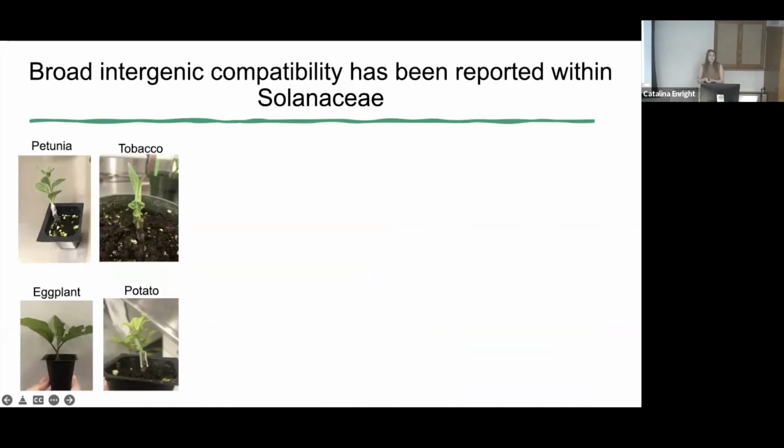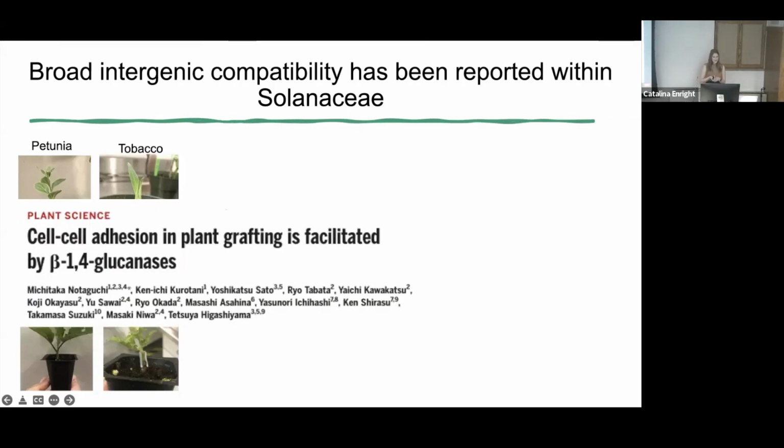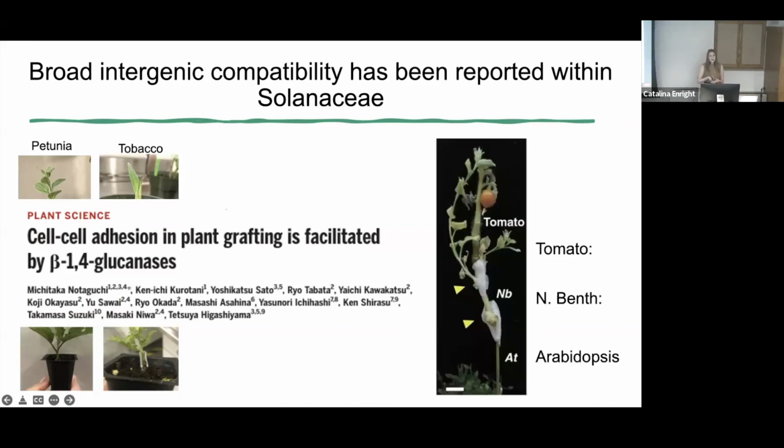And in our lab, we've been able to show that Solanaceae has a lot of compatibility intergenically between things like petunia, tobacco, and then also these intragenic grafts like eggplant and potato. And recently there was this very interesting paper that came out by Michitaka Notaguchi. This was in Science, where they showed that the presence of these beta-1,4 glucanases, or essentially very sticky substances present in Nicotiana benthamiana, allowed it to be compatible to a really wide variety of things, including closely related plants like tomato and very distantly related plants like Arabidopsis, which is seen here.